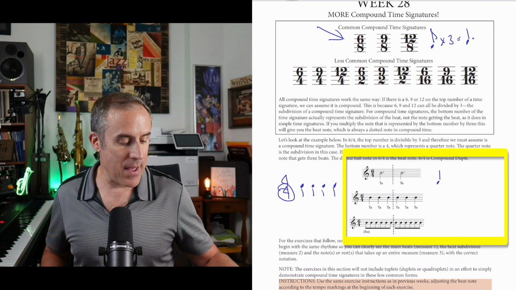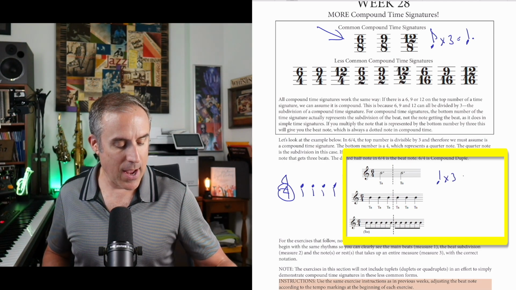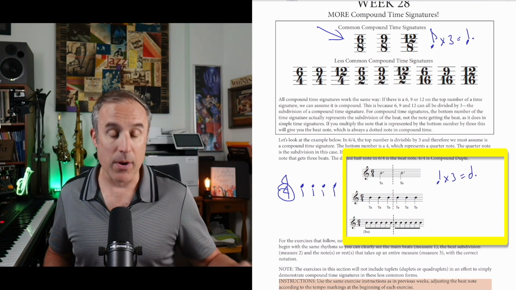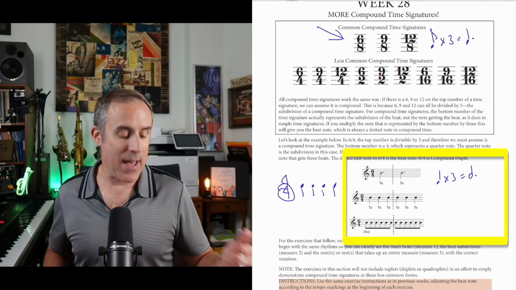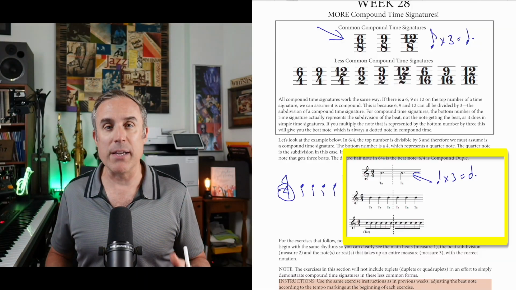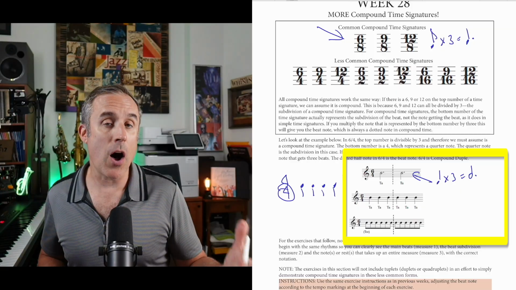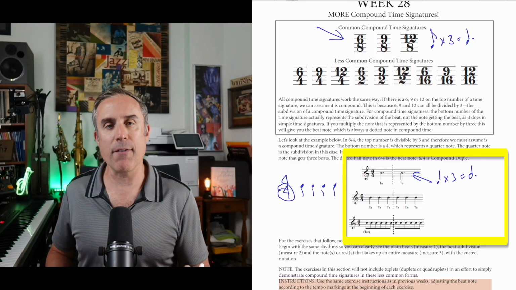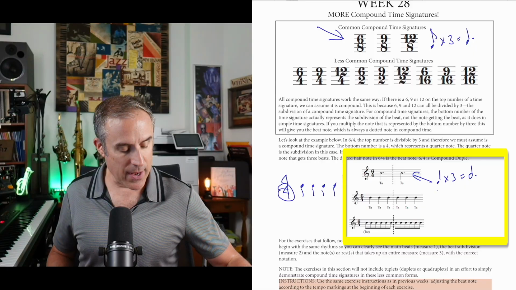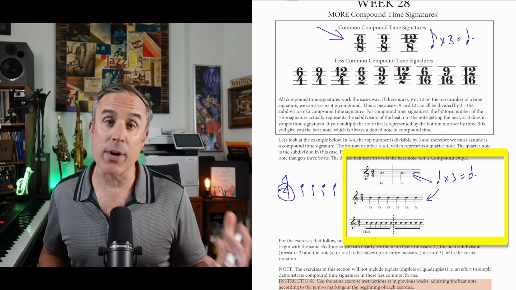We multiply that quarter note times 3, and we get a dotted half note, because we know there are 3 quarter notes in every dotted half note. And that dotted half note is getting the beat or the pulse. In this compound duple time signature, 6/4, there are 2 dotted half notes per measure. Each one of those dotted half notes is broken down into 3 quarter notes.